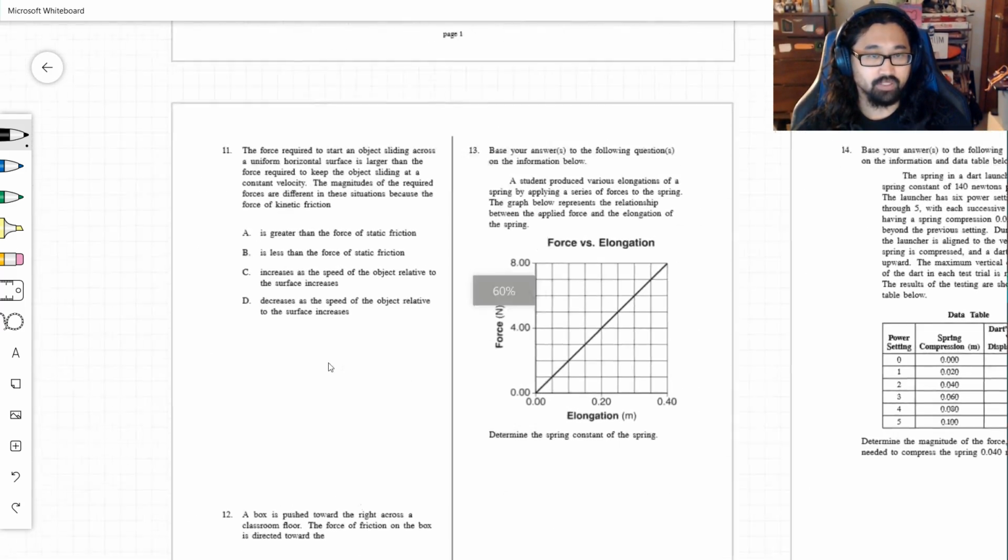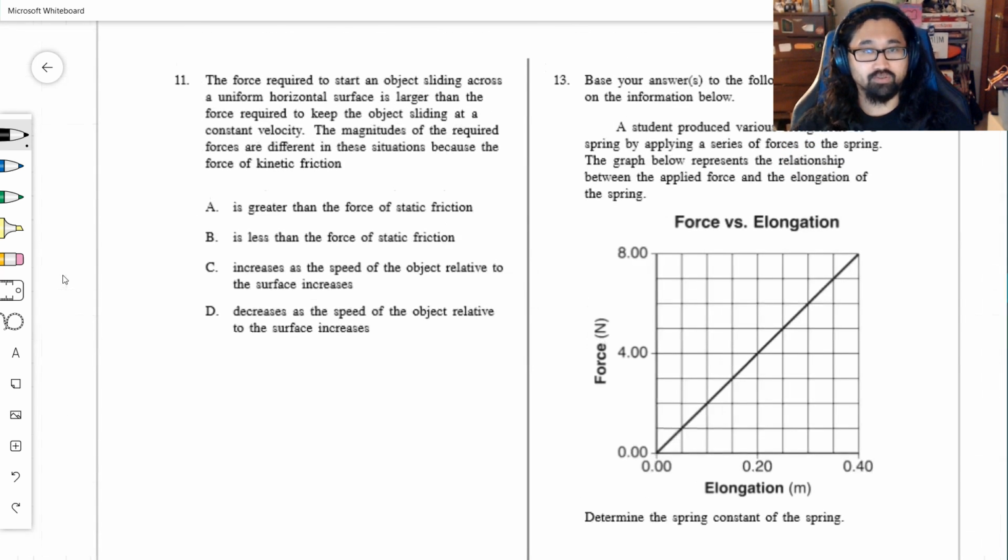Let's keep going. Number 11, the force required to start an object sliding across a uniform horizontal surface is larger than the force required to keep it moving, right? An object in motion stays in motion. An object at rest stays at rest. Magnitudes of the size. Magnitude just means size. So the size of the required force is different in these situations because of the force of kinetic friction.